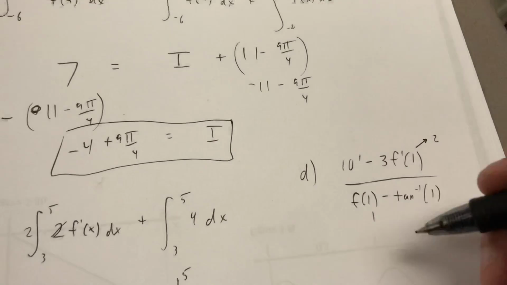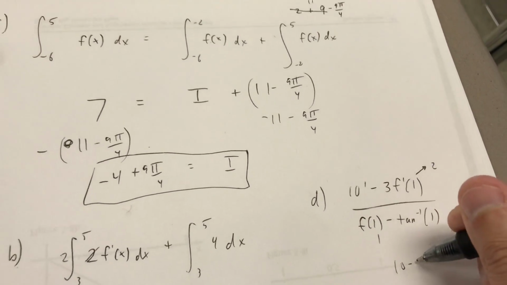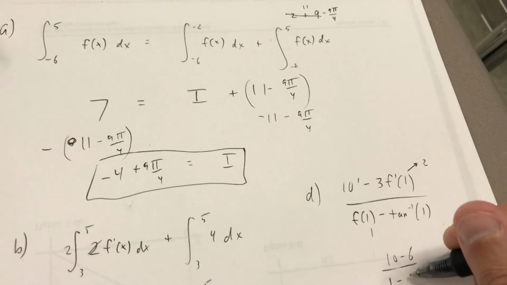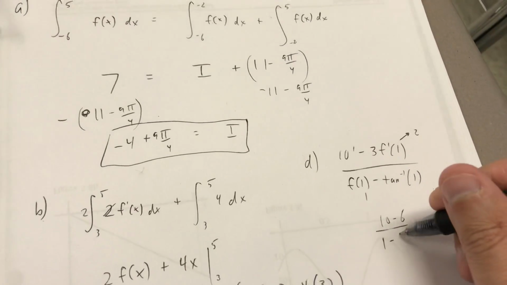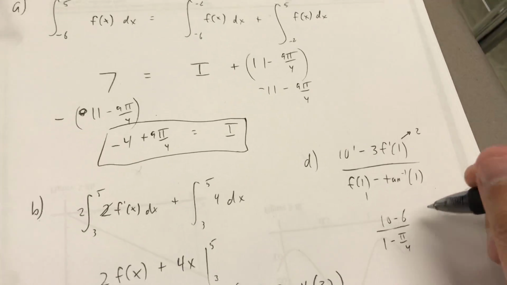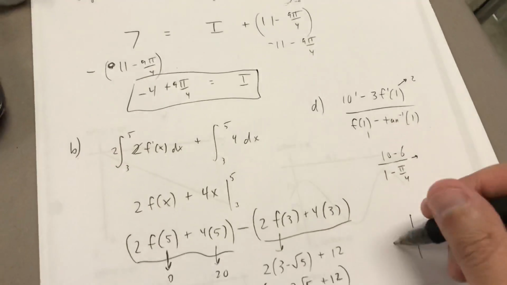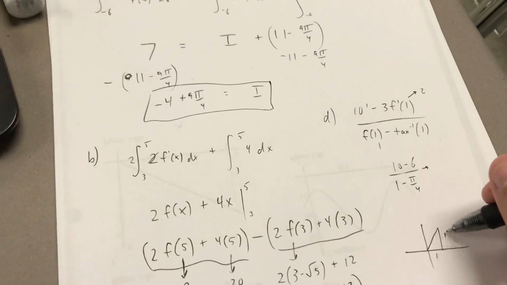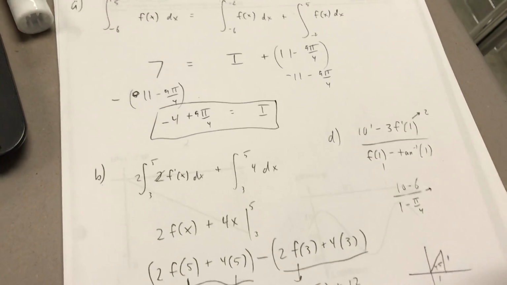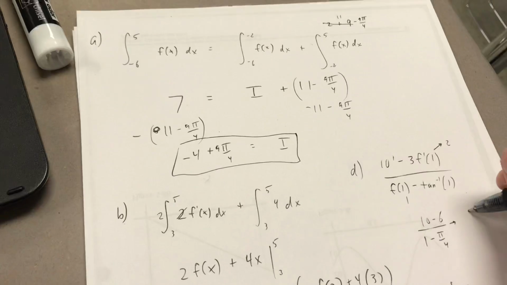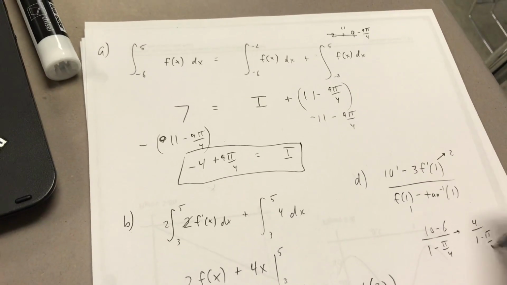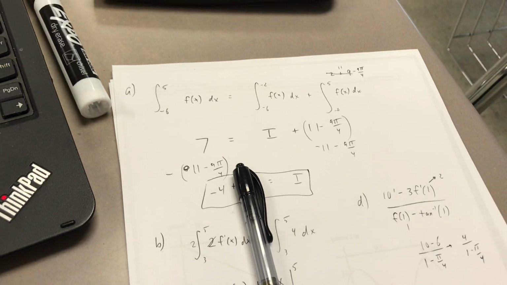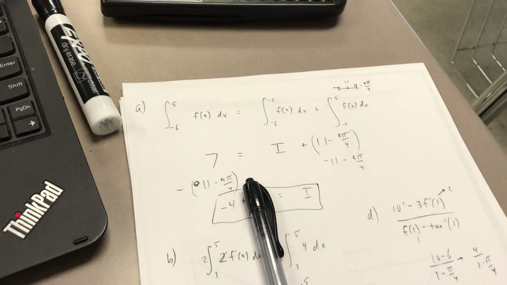So if we put all this together, we've got 10 minus 6 over 1 minus, remember that's going to be pi over 4. Angles will give you a tangent of 1. If you're wondering, you can make a 45, 45, 90 triangle here. Opposite over adjacent is 1. That'd be a 45-degree angle. All right, so it looks like 4 over 1 minus pi over 4, if I didn't mess up any signs, so that's interesting. Looks like we're not going to have to take derivatives or anything like that.